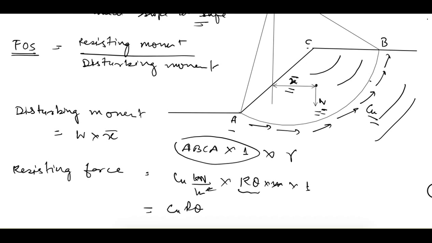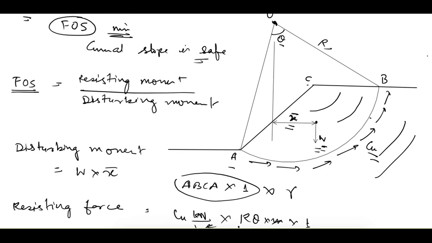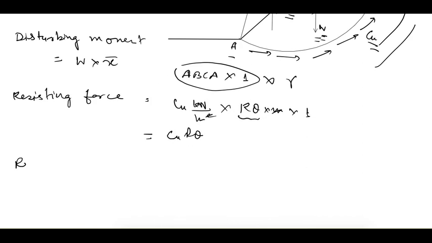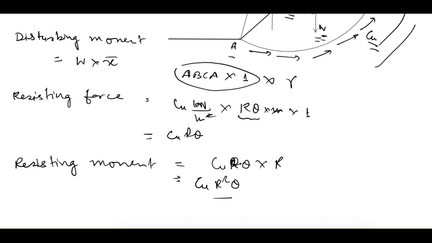Now what is the moment of this force? So Cu r theta is being applied on the radius of this arc, or the periphery of the arc. So the moment here is the resisting moment, which is equal to Cu r theta multiplied by r, that is Cu r square theta. So that is our resisting moment.